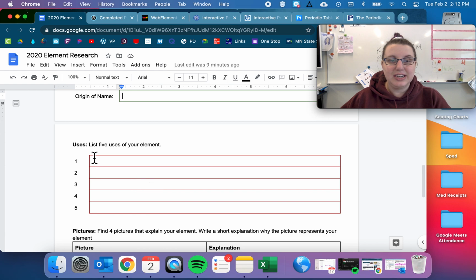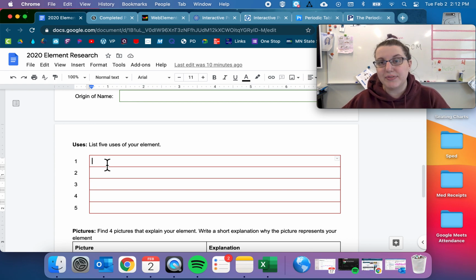Then here in these reddish-brown boxes, we have uses. So list 5 uses of your element. If you have a more uncommon element and you can't find 5 uses, let me know and I'll let you know what other uses you can use, or maybe your element really only has 3 uses. But most of them will have a full 5.